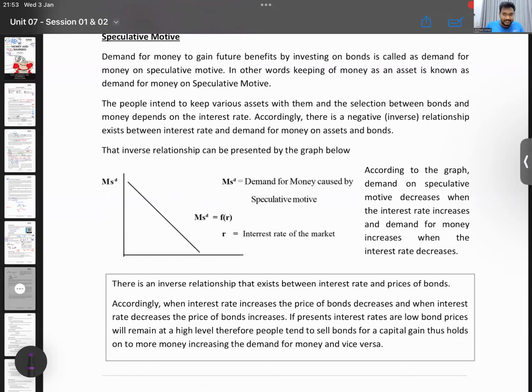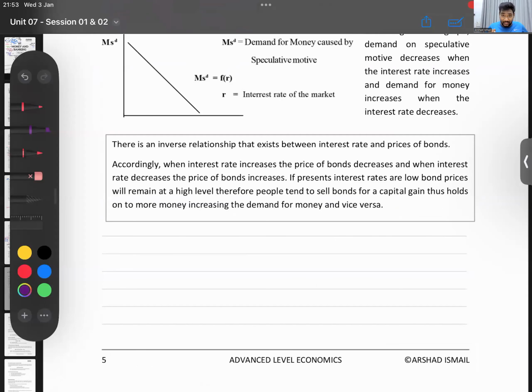Demand for money under the speculative motive. This is the money that we keep with us for what purpose? The money that we keep with us for investing purposes. I will now explain. I want you to logically understand how this works. I am giving a simplified explanation compared to the real world, but I want you all to listen.